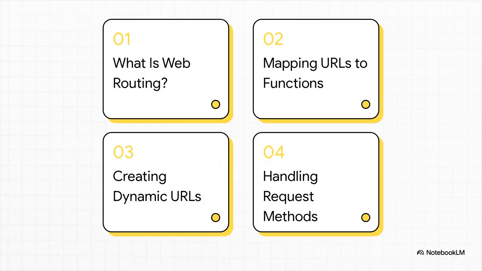So here's the game plan. We'll start with the absolute basics, what routing even is. Then, we'll map our very first URLs to functions. After that, we'll get into the really cool stuff, how to create a potentially infinite number of pages with just one piece of code. And finally, we'll touch on how to handle different user actions, like when someone submits a form. All right, let's dive in.